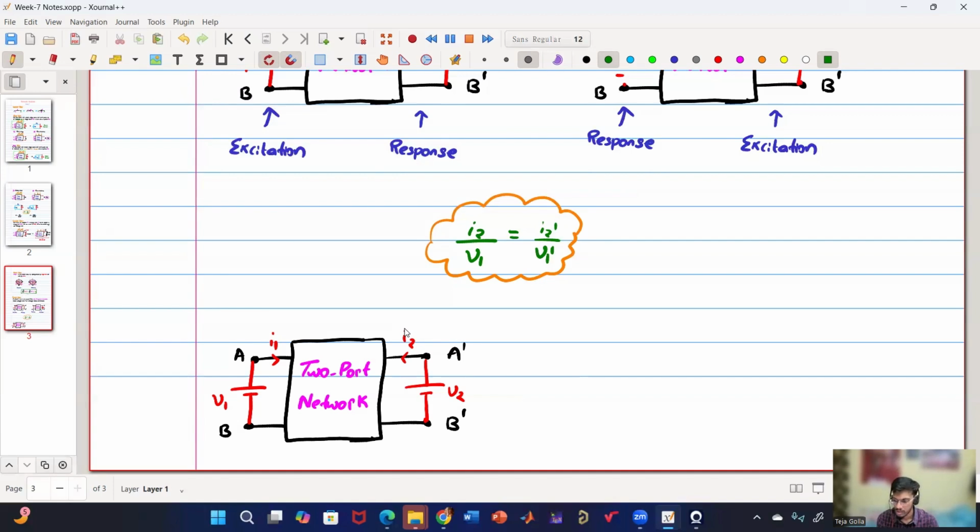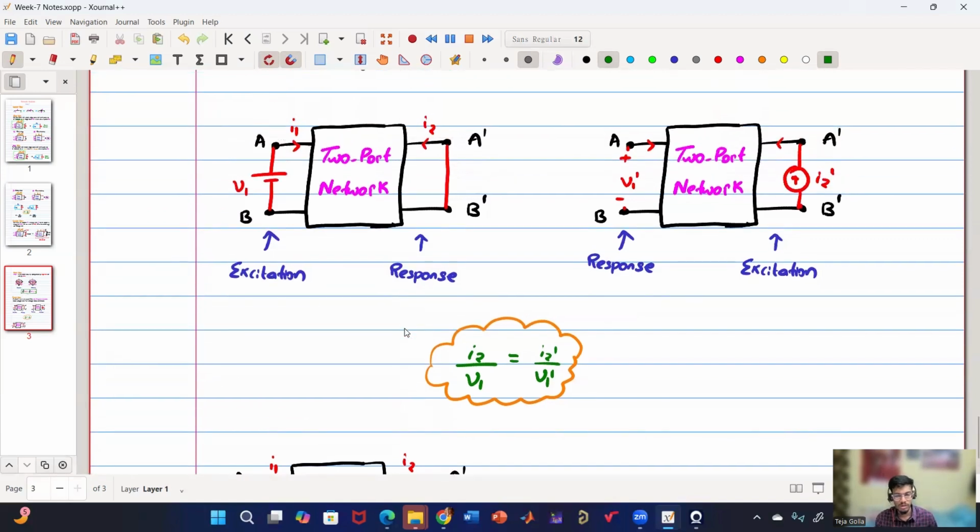Sorry, sir. In the first circuit, we are doing V1 as excitation and response I2. So response by excitation will be... Sorry, I think I have confused you. This should also be voltage and here it is current. I'm sorry. So excitation remains the same, right?